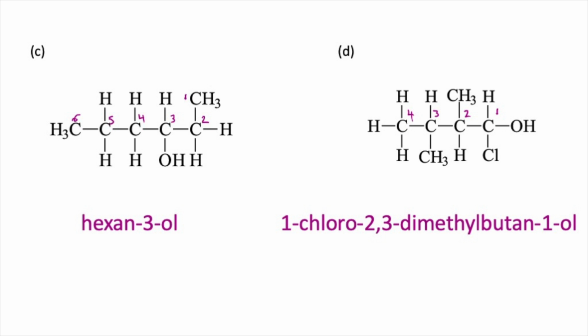Now if we look at alcohol D, there are 4 carbons in the longest chain, and the OH group is on the end carbon. So I number the chain nearest the OH group, so I'm going to number right to left. So this alcohol is going to end in butanol. Now this alcohol also contains a chlorine on carbon 1, and it contains methyl groups on carbons 2 and 3. So therefore, I put the substituents in alphabetical order. So it would be 1-chloro-2,3-dimethyl butanol.